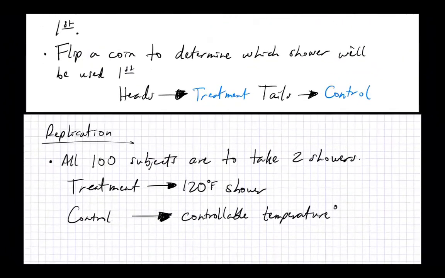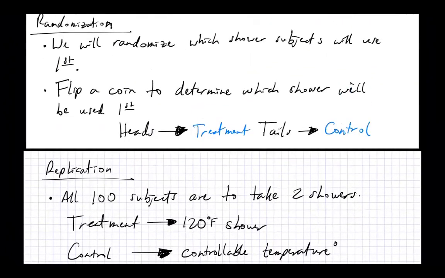Okay, so let's read through it to see if this gives a picture of what we're saying, because we don't have a picture. So we're going to randomize which shower subjects will use first. We're going to flip a coin to determine which shower will be used first. So when someone's up, we say, all right, flip a coin. Heads, you're going to the treatment. You're going to 120 degrees. That's all you can use. We're not going to tell them that. We'll just go to that shower. Tails, they go to the other one.